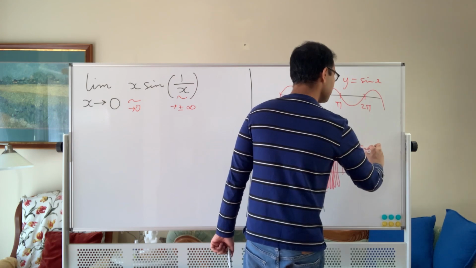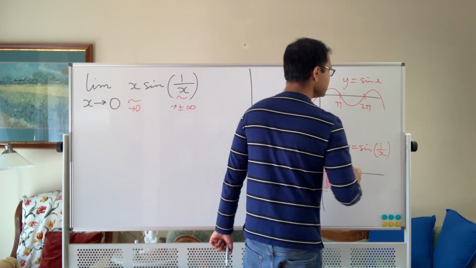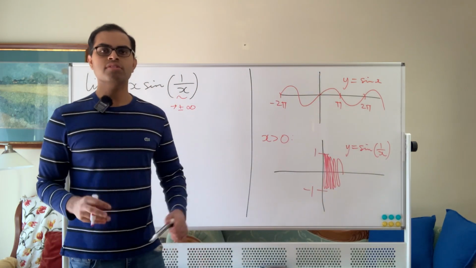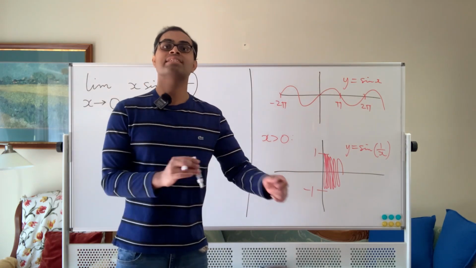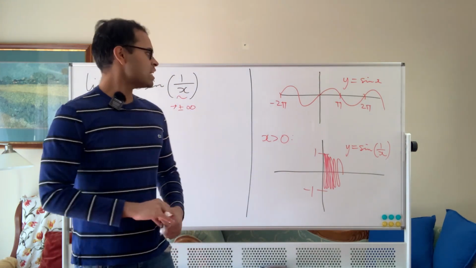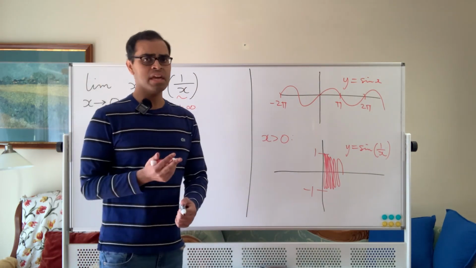And it's the same principle when x is negative. When x is negative, you can even use the fact that sine of x is minus sine of minus x. So sine is what is called an odd function. It's the same behavior.